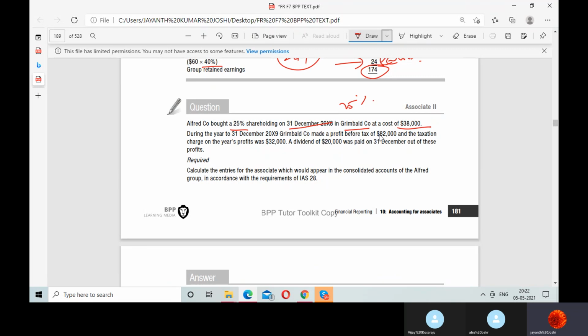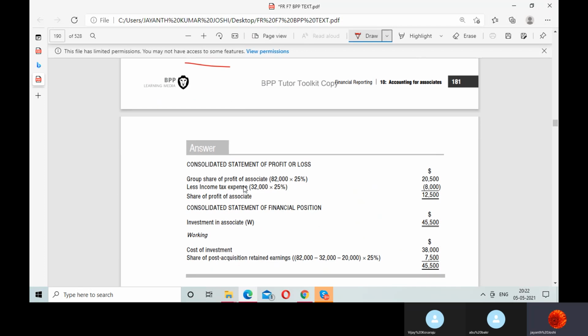ग्रिम्बाल्ड कंपनी का जो प्रॉफिट पीबीटी है वो 82 है, और टैक्सेशन चार्ज ऑन ईयर्स प्रॉफिट इतना टैक्स है, डिविडेंड इतना, और दिसंबर 31 को पे किए। They are asking you the entries for associate which would appear in the consolidated accounts of Alfred Group. So let's take. तो ये हमारा group share of profit.